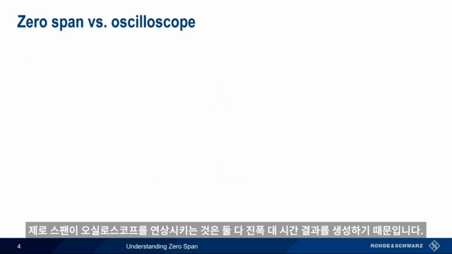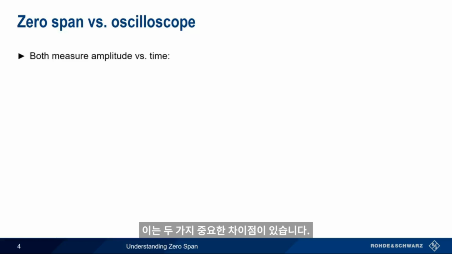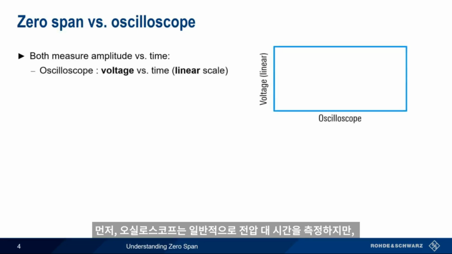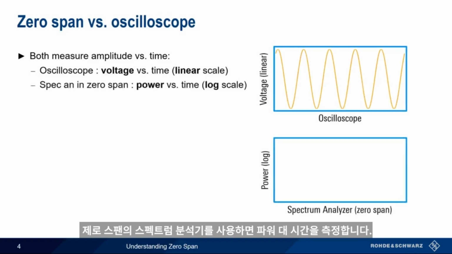If zero span reminds you of an oscilloscope, there's a good reason why. Both produce amplitude versus time results. However, there are two important distinctions to keep in mind. First, remember that oscilloscopes typically measure voltage versus time on a linear scale. But with a spectrum analyzer in zero span mode, we're measuring power versus time, usually on a log scale.